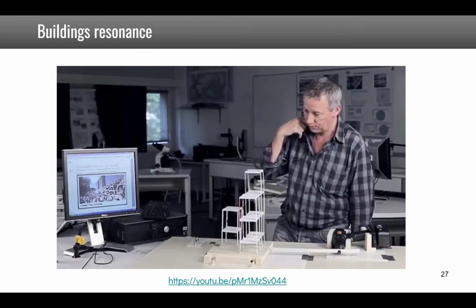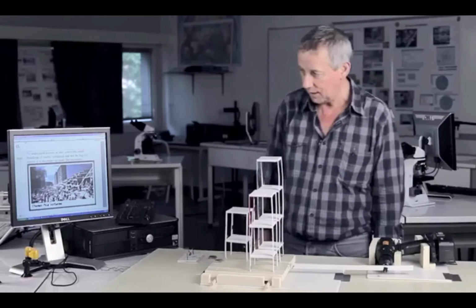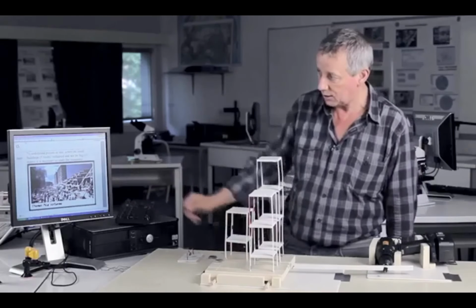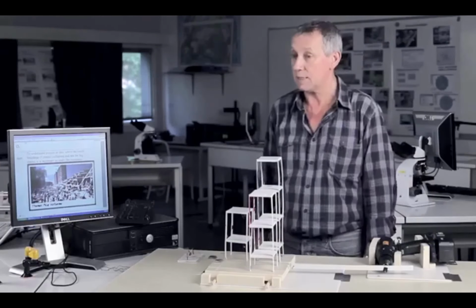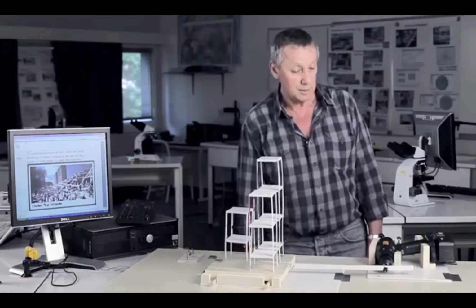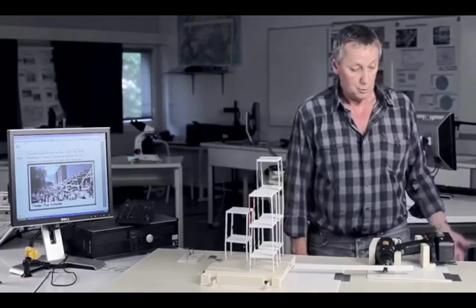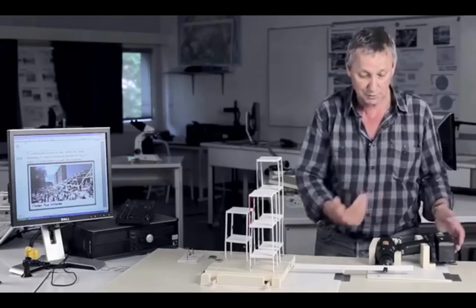Another illustration of the importance of the natural frequency of structures is when you have, for example, a ground motion due to an earthquake. When we see this kind of picture, it's a Mexico earthquake, we see that small buildings collapse and not high buildings. So it's a real problem. And what kind of problem is it? It's a problem of resonance. So, buildings resonance.